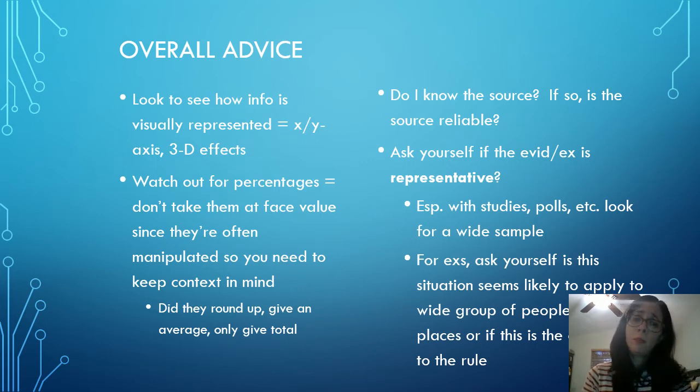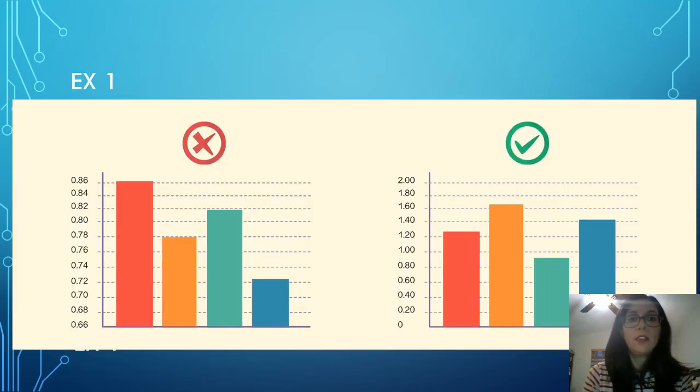If it's an example, even if it's one example of one case where this happened, does it seem true for most people in most places? If not, it's a flaw. So let's look at some examples.